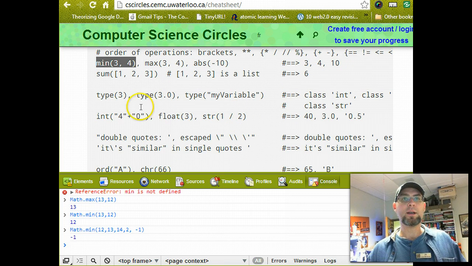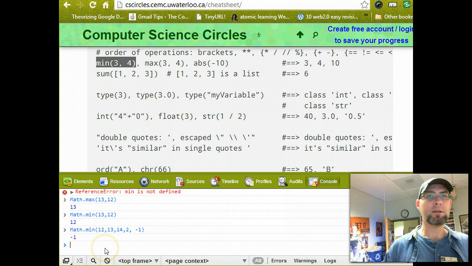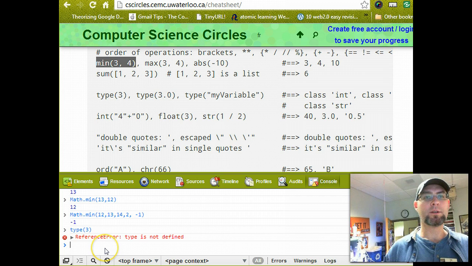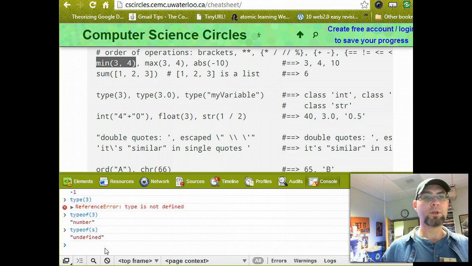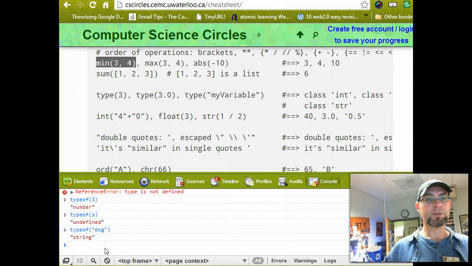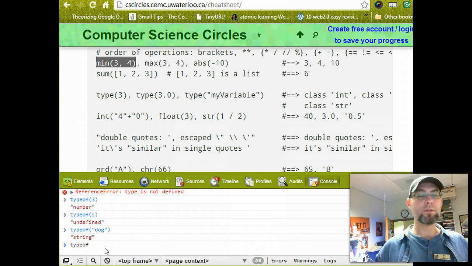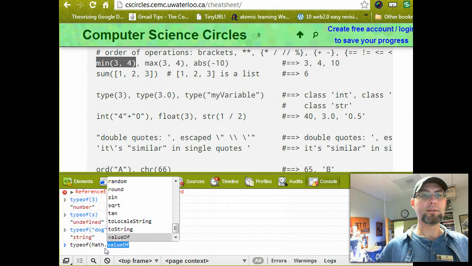Okay, type 3. Okay, I'll try type 3. Nothing there. Okay, type. I saw something pop up. Type of. If I do that. Hey, 3 is a number. Type of S. Undefined. Okay, type of dog. It's a string.